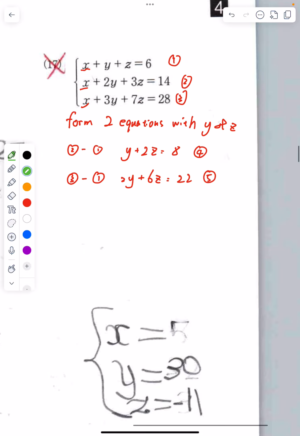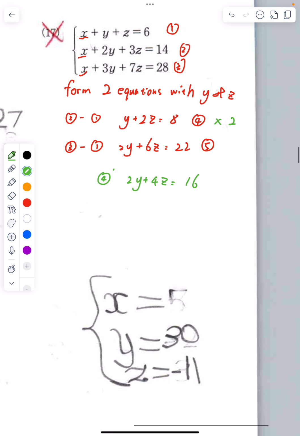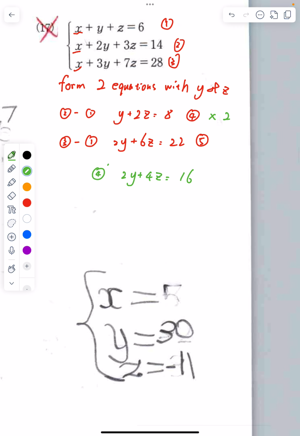And then I can multiply equation number 4 by 2. Once I do that, equation number 4 becomes 2y plus 4z is equal to 16. And we call this equation number 4 prime. And I will use equation number 5 minus equation number 4 prime. And I will get 2y is gone. 6z minus 4z, it will be 2z is equal to 22 minus 16 is 6. Z is equal to 3.